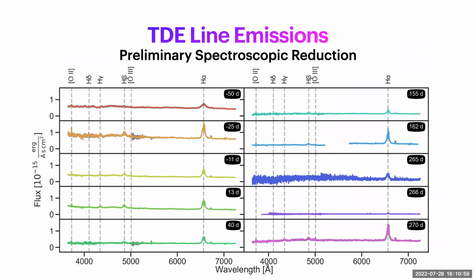So now I'm going to get into even more preliminary analysis, and that is looking at the set of spectroscopy that we have for this event. We have spectroscopy from both before and after the peak. Of course, analyzing the spectroscopy is a little bit difficult because we don't have a pre-flare spectrum, which makes it difficult to disambiguate any line emission evolution from host contamination at this point.